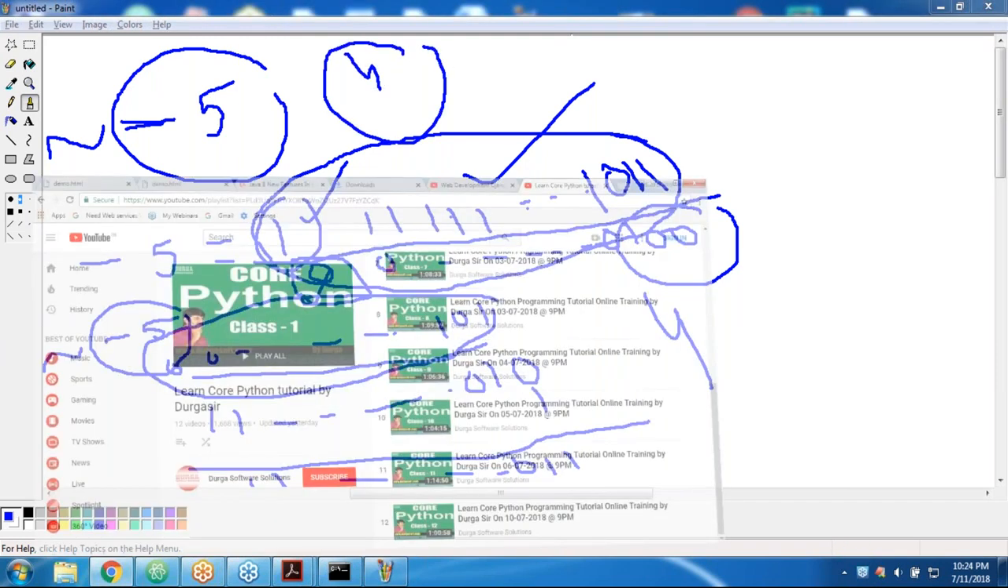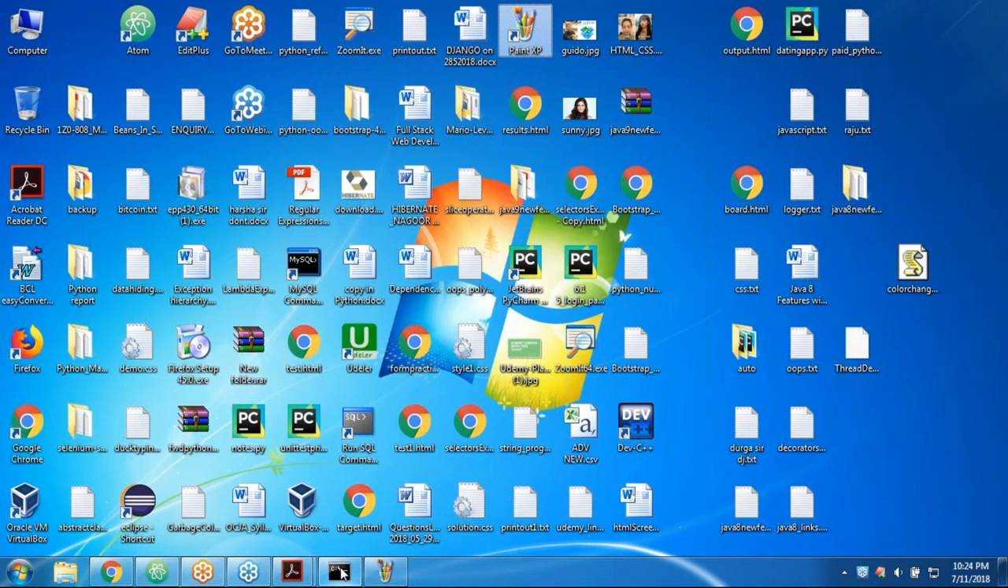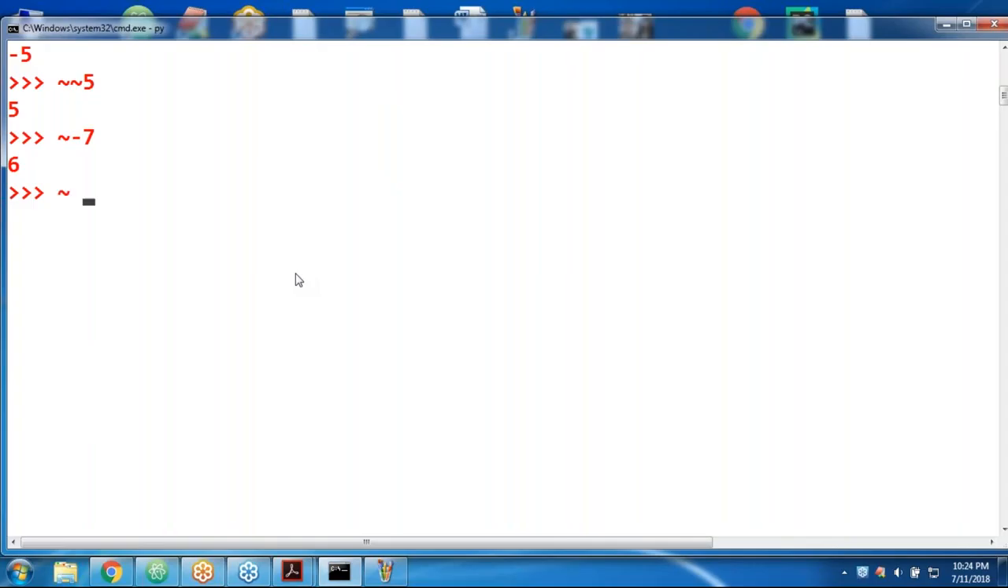Let me cross check. The negation of minus 5 is plus 4. Are you able to understand? Yes. Just with this hint you can practice, and then you can get much clarity about that. Don't worry, sir.